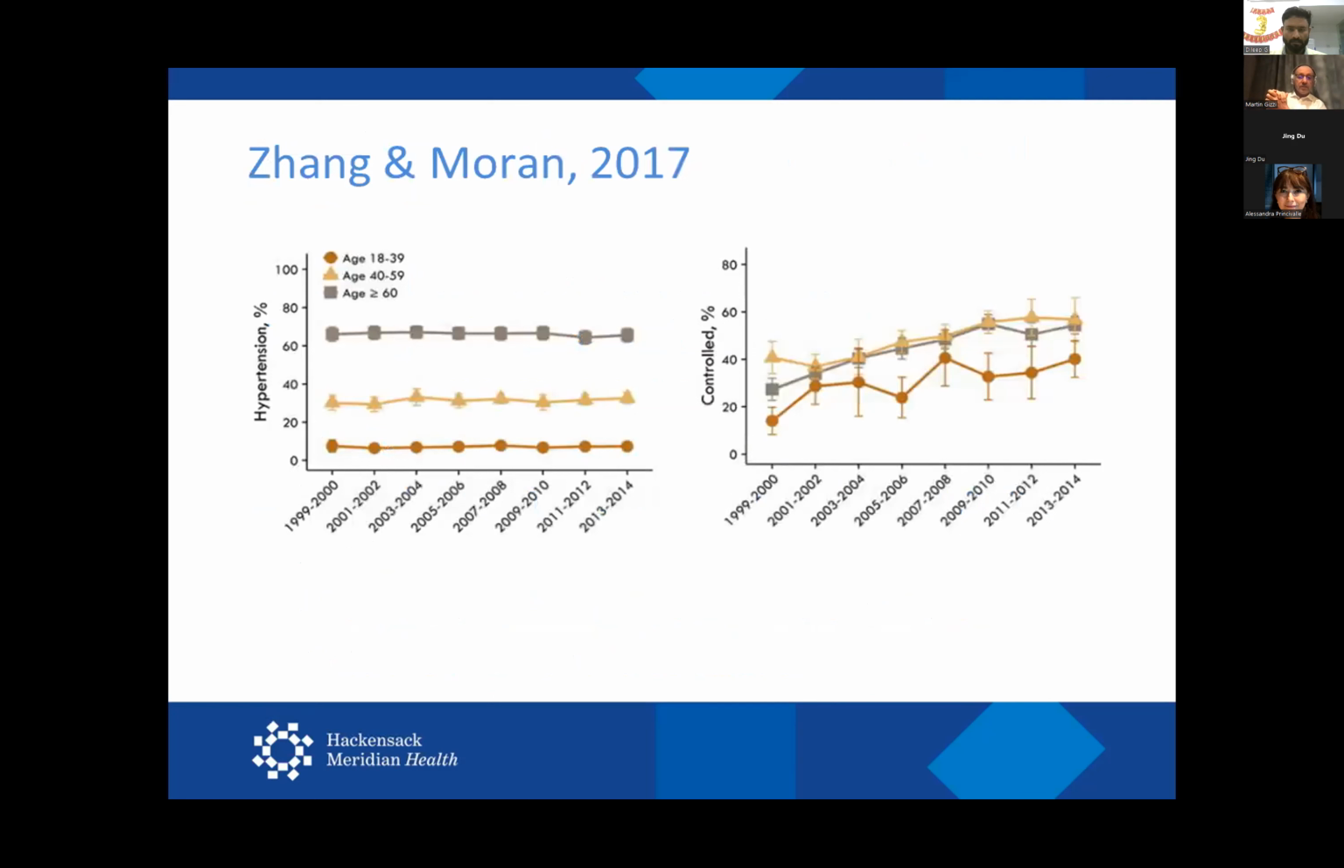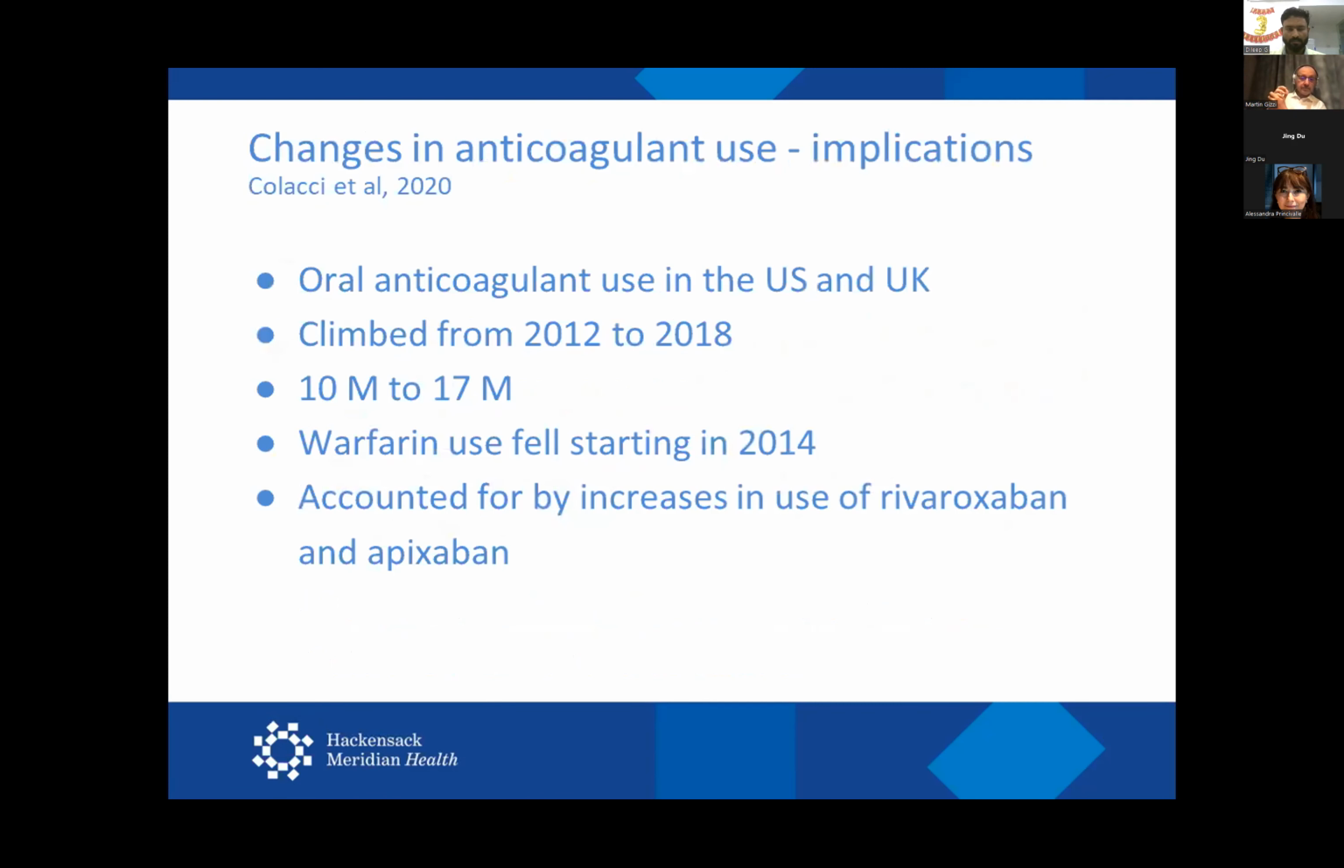We have graphs of these. The overall percentage of hypertension in the populations is remaining quite flat in all age groups, but we're seeing some improvements in control in the younger age group, more so than in the older age group, but again, they have not caught up yet.